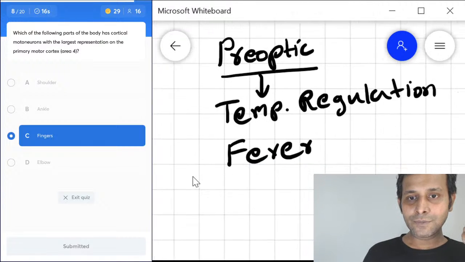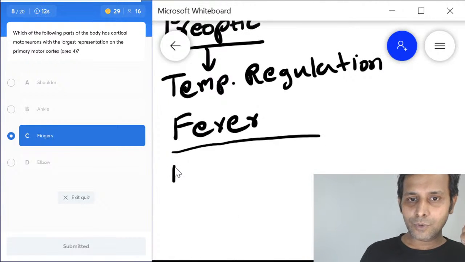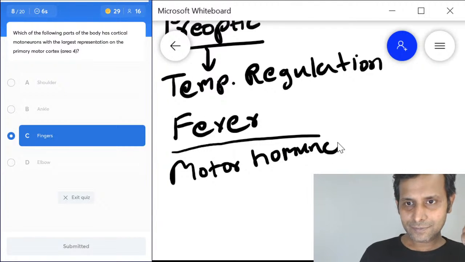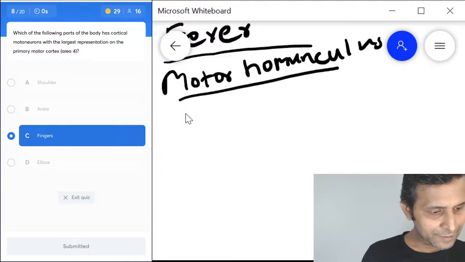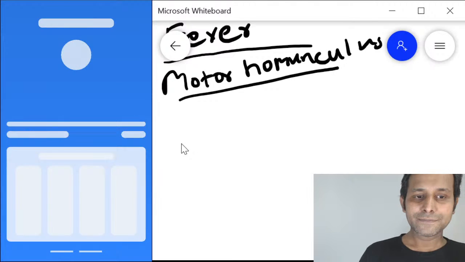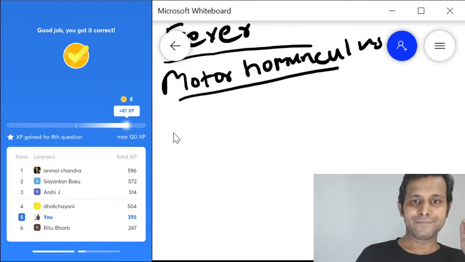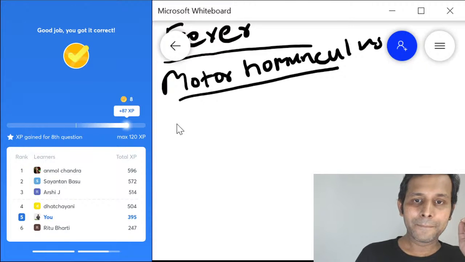The answer is from motor homunculus. In motor homunculus, the largest representation is of, yes, fingers and mouth.